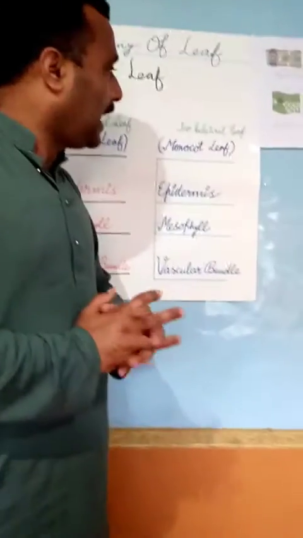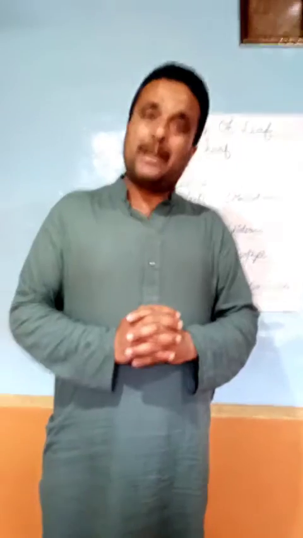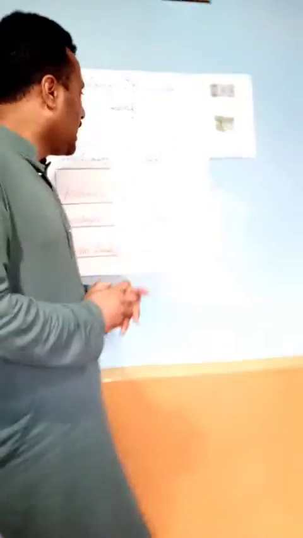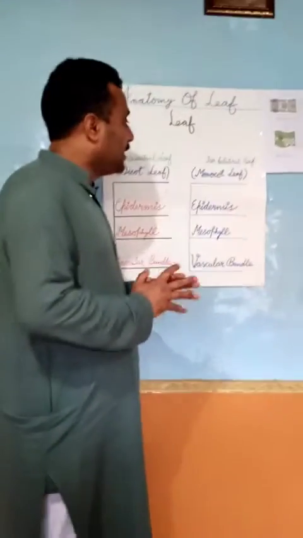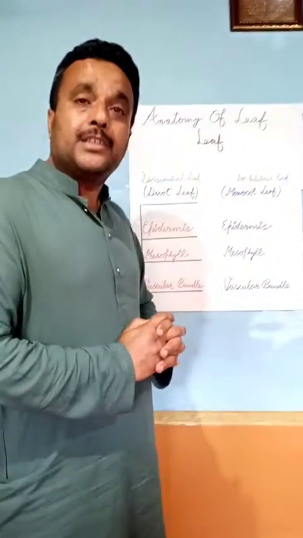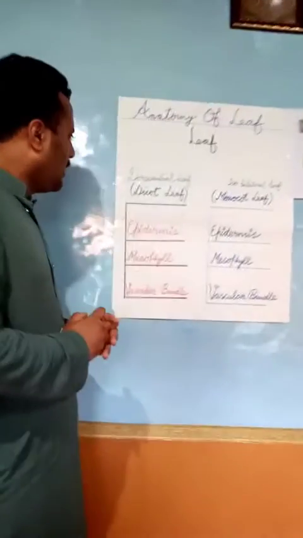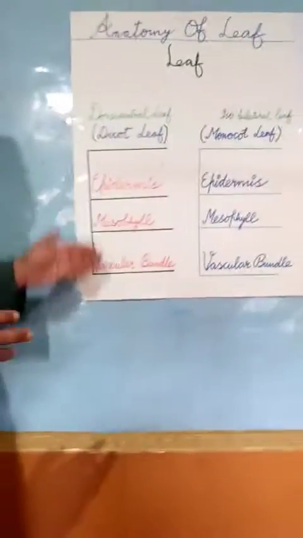In the isobilateral leaf, the ground tissue, or mesophyll tissue, is not distinguished into different layers. Here the ground tissue is made up of similar types of cells, and this leaf is the characteristic feature of monocotyledons, or monocots. Now, first we will discuss the internal structure of the dicot leaf.